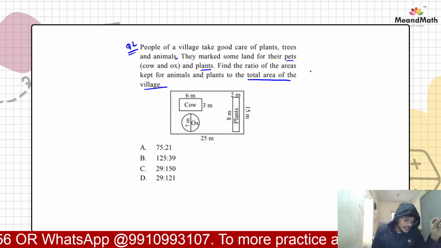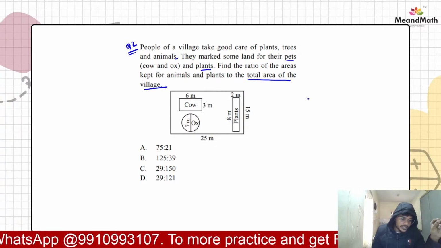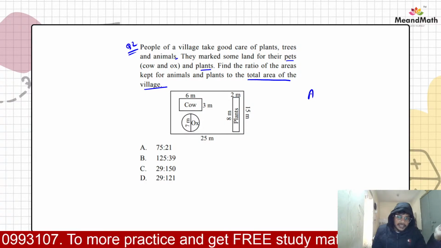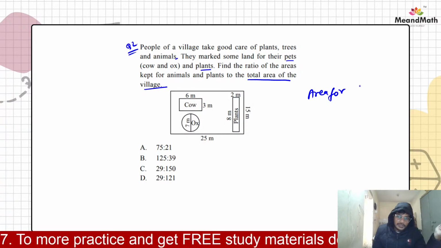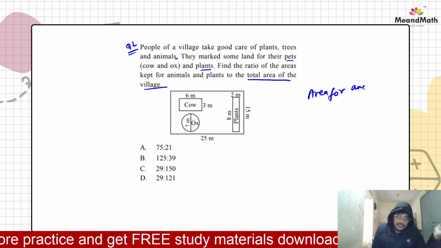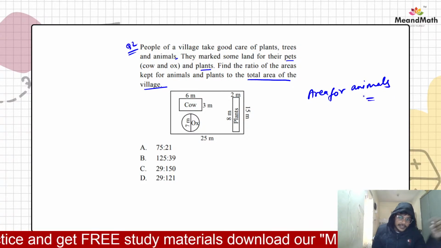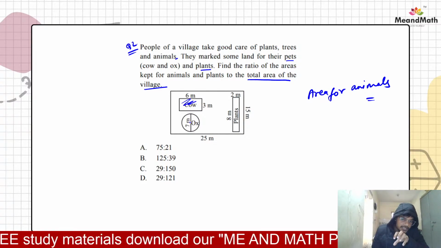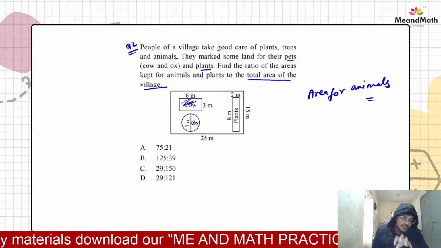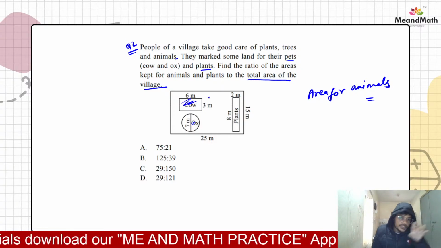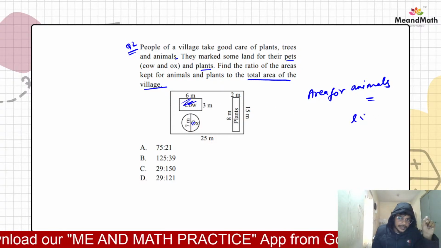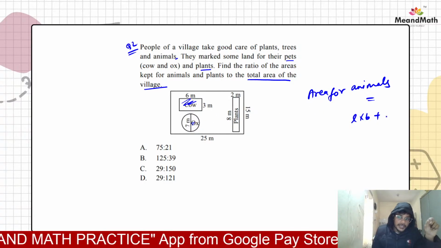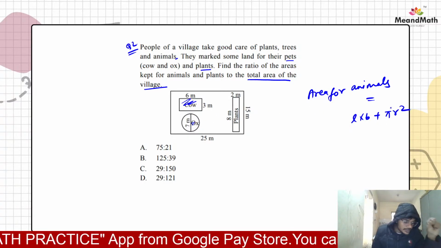Okay, okay. The figure is not clear. Okay, beta. So try to understand this part now. See, the area for animals. Can you find out this area for animals? So this should be this area plus this area, na? The area for cow and the area for ox, right? So what is the area for cow? That should be L into B. And what is the area for ox? That should be pi r square. So is this clear now, beta?